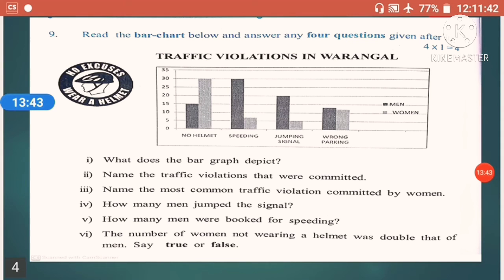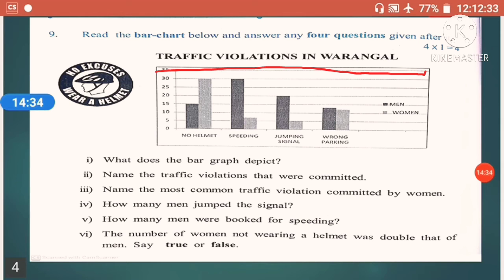Now let's see this type of question also. Let me read the question. Read the bar chart below and answer any 4 questions given after it. Okay. And the heading is traffic violation in Warangal, and it has been given a bar graph, and the questions are followed like this. What does the bar graph depict? So if we observe the heading of the bar graph, we can easily answer this question. What is the heading? Traffic violation in Warangal.